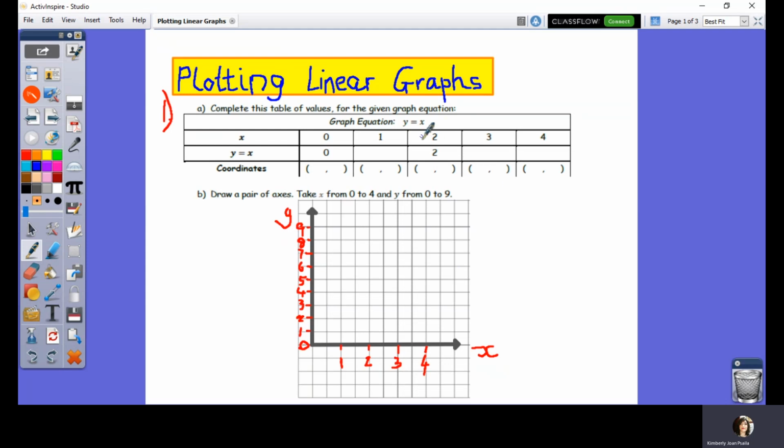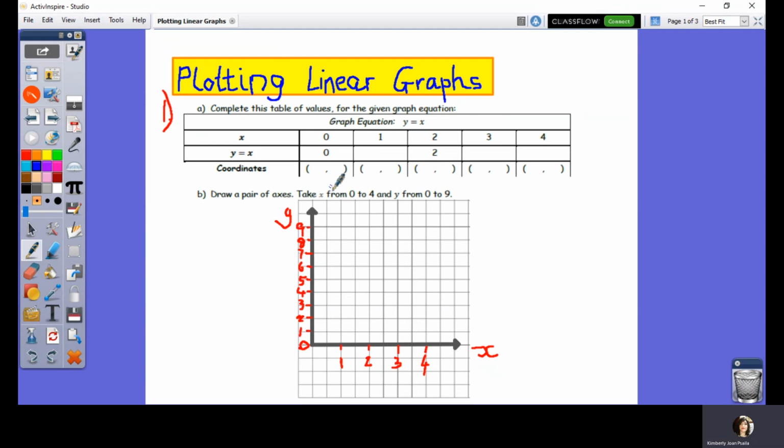First of all, you have to be given an equation. So the first example is giving us y equals x. And then you can form a table. Now, why do you form a table? You have to form a table so that it will help you find the coordinates, or some of the coordinates, of your graph.